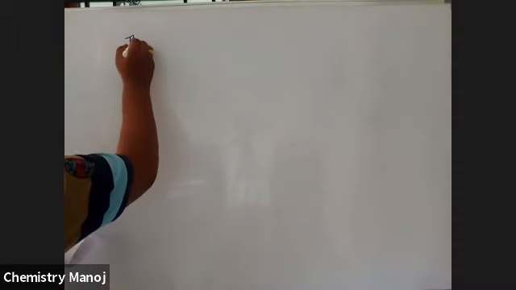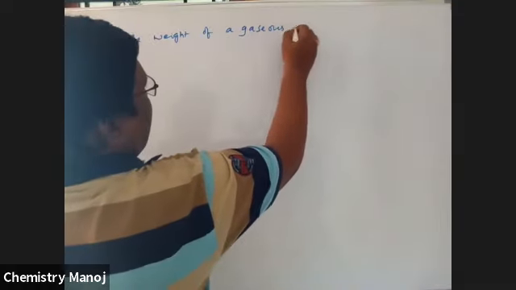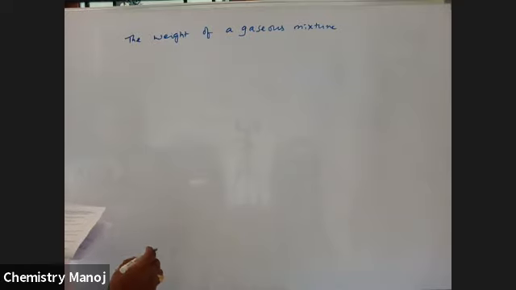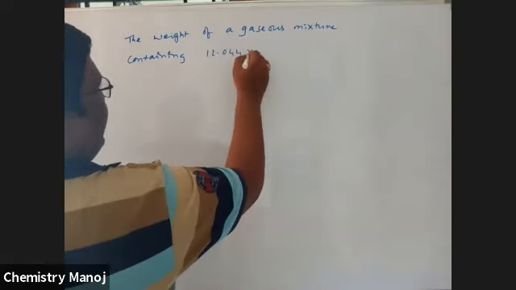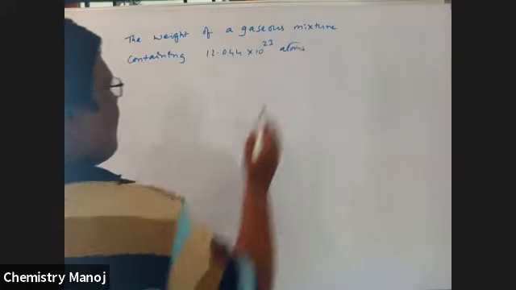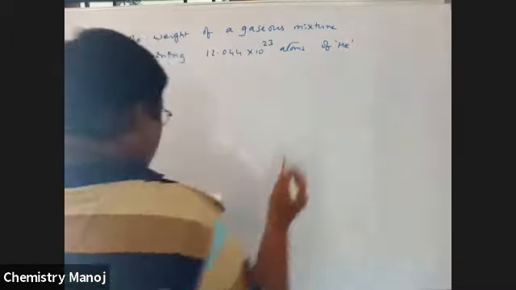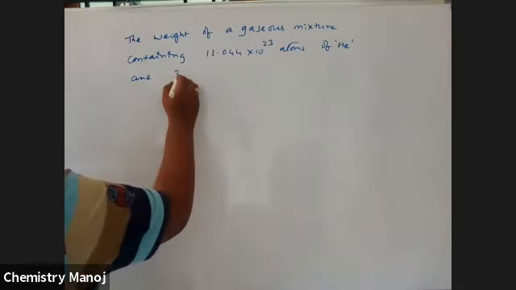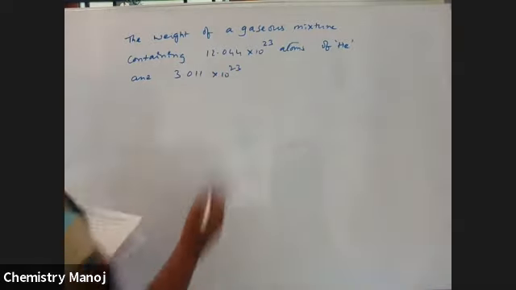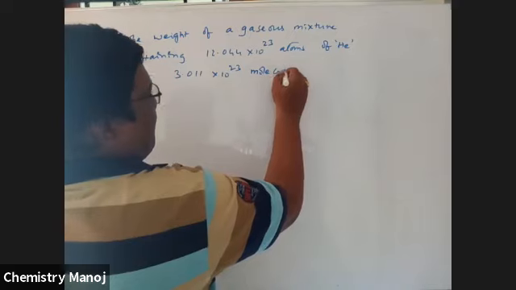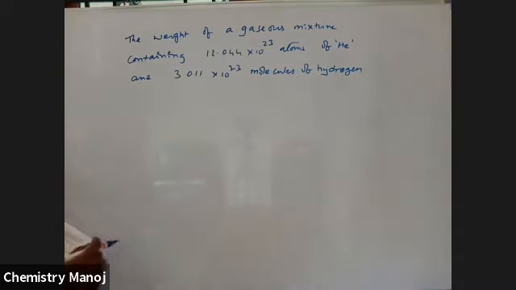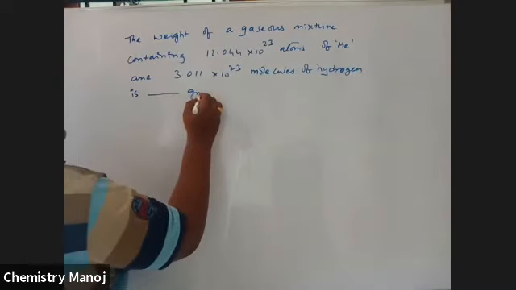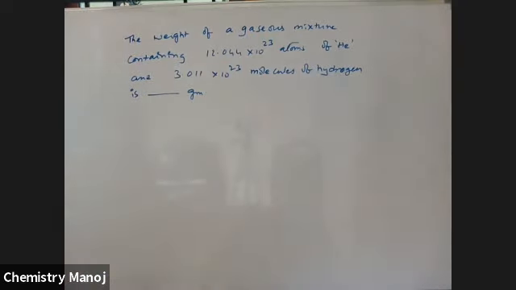Next, the weight of a gaseous mixture containing 12.044 into 10 power 23 atoms of helium and 3.011 into 10 power 23 molecules of hydrogen is dash grams. The answer is 9.